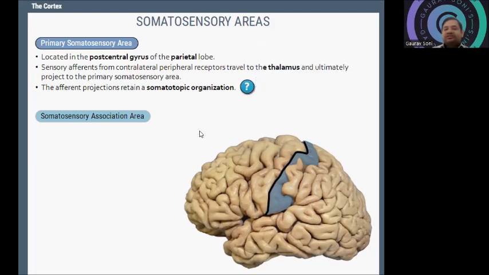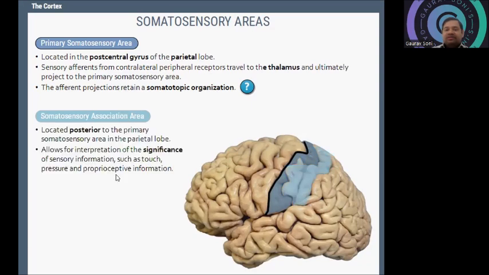So the primary somatosensory area is the postcentral gyrus of the parietal lobe. Then the somatosensory association area, more posterior to it, is located posterior to the primary somatosensory area in the parietal lobe. It allows for the interpretation of the significance of sensory information such as touch, pressure, and proprioceptive information. The somatosensory association area is specifically for sensory information like touch and pressure.